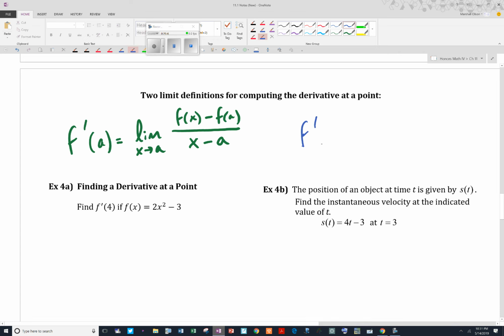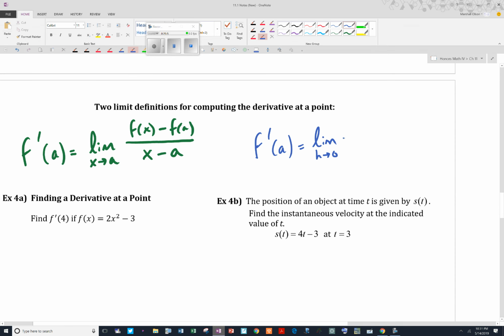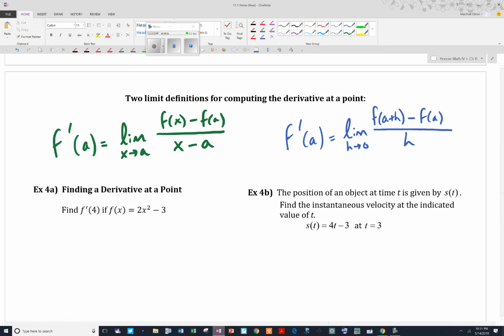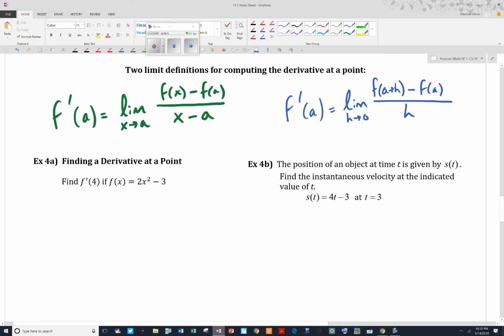The derivative at a is equal to the limit, and now in this one we talk about the difference between our x values being some value h that we're going to let approach 0. So our denominator is h, and our numerator, the difference in our y values, would be f of a plus h minus f of a. Both of those would find the exact same value when we're looking for the derivative of a function f at some point a.